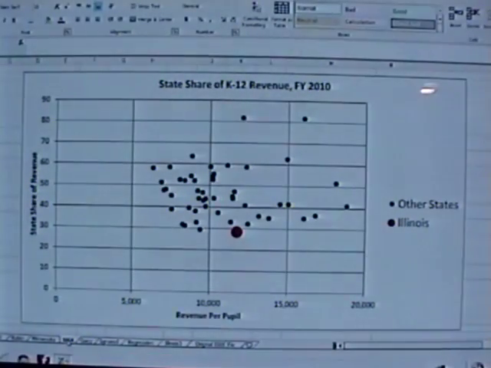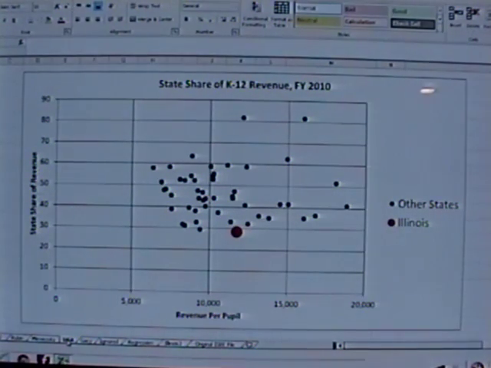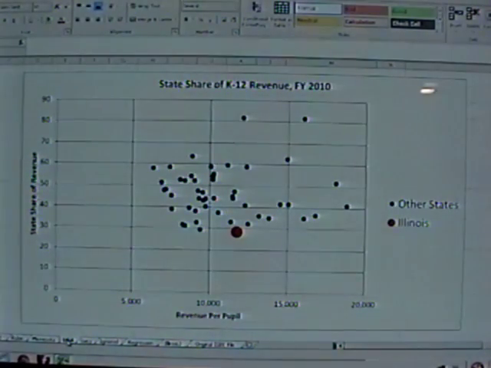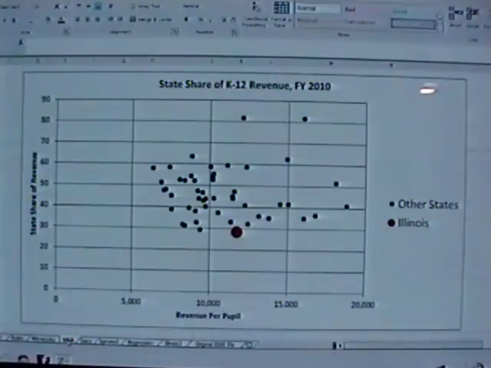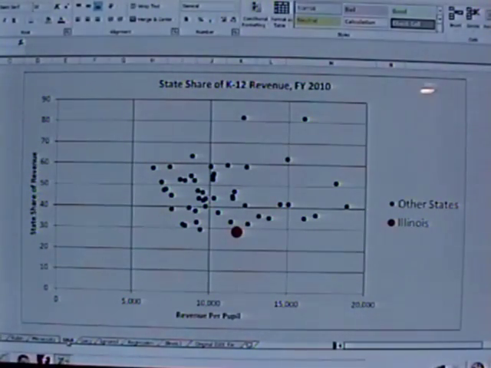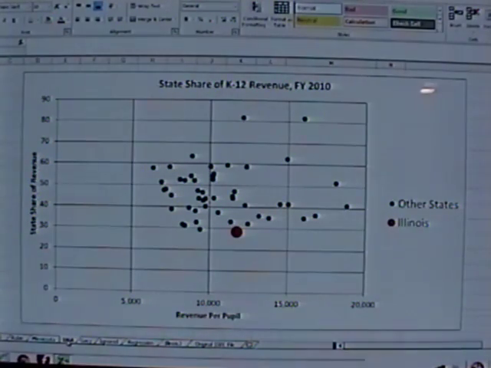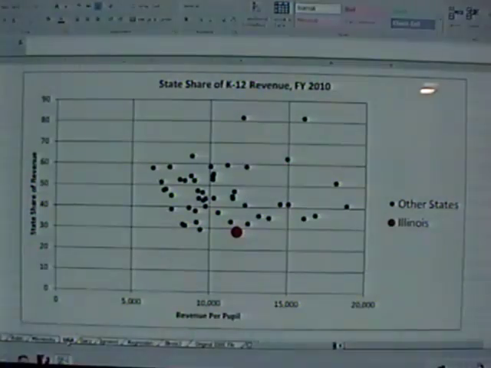Why are things so unfair in Illinois? Well, this graph gives you a hint about one very important factor. Every dot on this graph is one of the 50 states in the United States. And the higher up you go, the higher the portion of revenue for schools comes from state aid. The portion of school funding from state aid in Illinois is the lowest of the 50 states. And that's a problem.